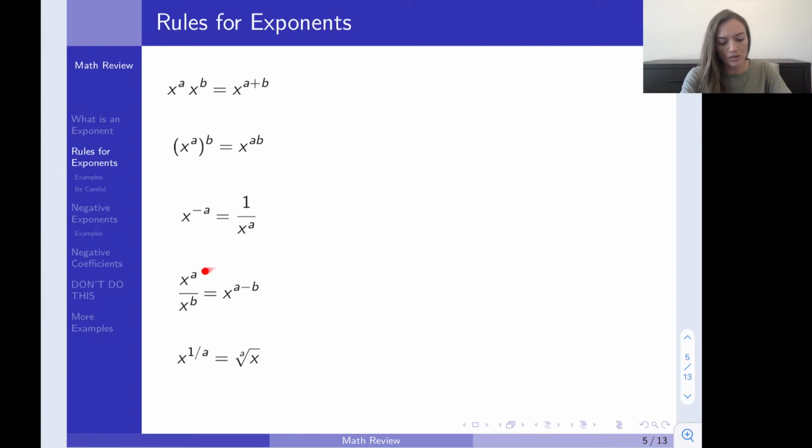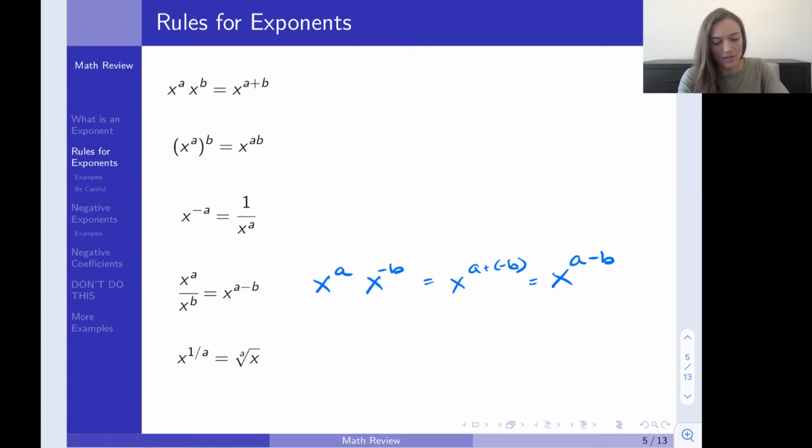And now this one is just a combination of this first rule and this third rule, because if we have x to the a over x to the b, we know that x to the b in the denominator like that, we can just write it as x to the negative b. So we're using this rule here. And then if we have x to the a and x to the negative b, that's just x to the a plus negative b. So we just have x to the a minus b, which is basically just this rule. So this rule is just a combination of these 2.